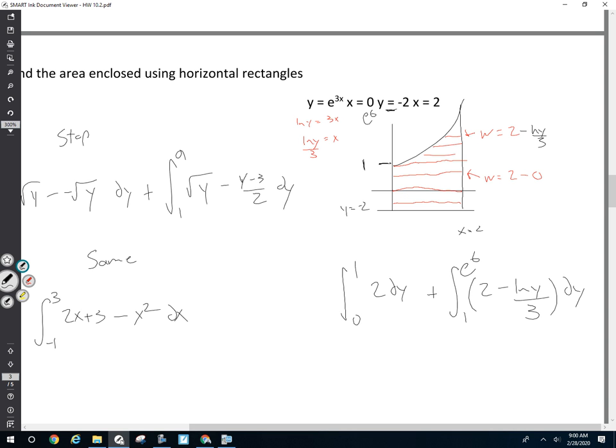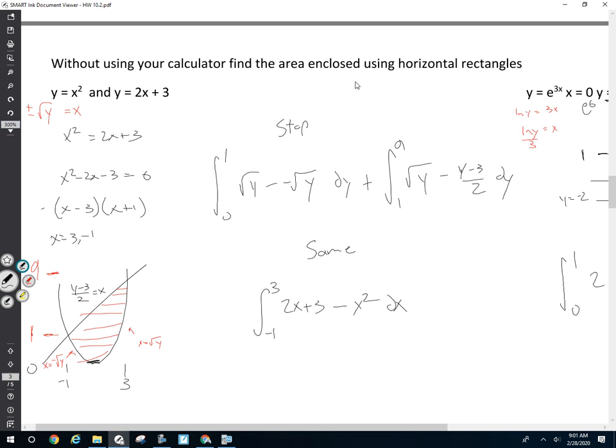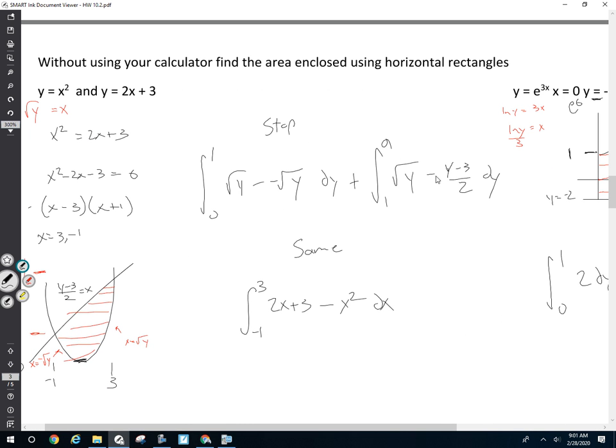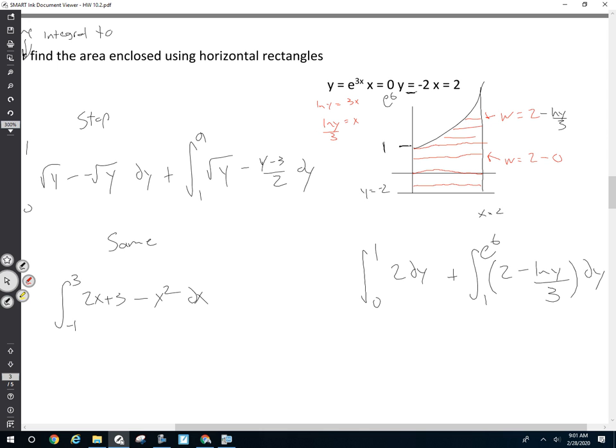And that's what I get. Okay? You don't know the antiderivative of log y, so I'm going to change this to, without using your calculator, set up integrals to find the area. Because you don't know how to take the antiderivative of log y. But this would be it. It's good to be able to set them up.